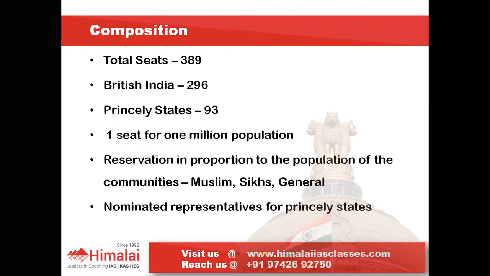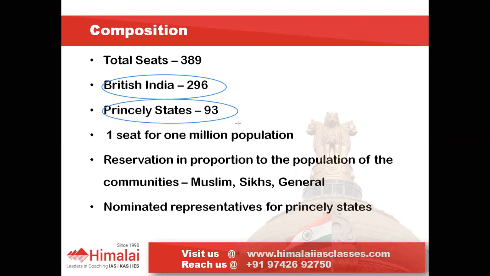Now let's move ahead to our Constituent Assembly, which was based on the scheme provided by the Cabinet Mission Plan. The total number of seats in the Constituent Assembly was 389, out of which 296 seats were allotted to British India. British India represented those provinces directly under British rule, let's say the United Provinces or Central Provinces at that time. Princely states refer to areas under the control of kings and princes who were under British paramountcy. To those states, 93 seats were allotted.